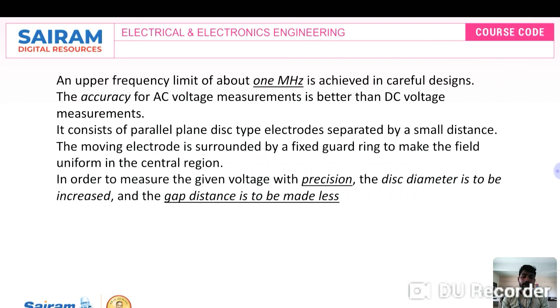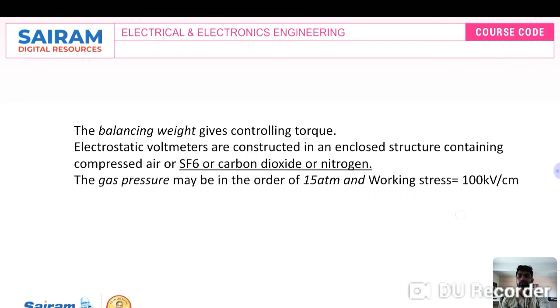It consists of parallel plane disc type electrodes separated by a small distance, right? The moving electrode is surrounded by a fixed guard ring to make the field uniform in the central region. In order to measure the given voltage with precision, the disc diameter is to be increased and the gap distance made less, for the measurement of voltage. The balance weight gives the controlling torque, everybody knows.